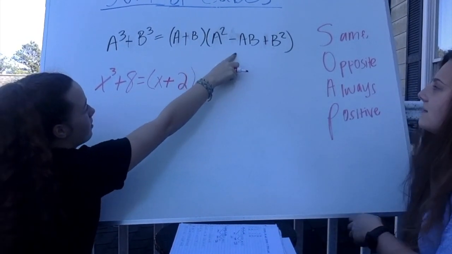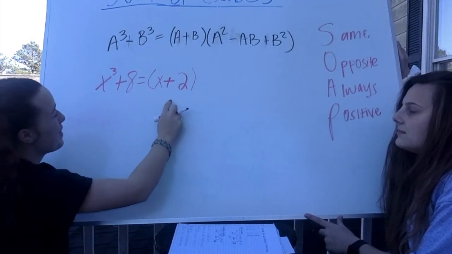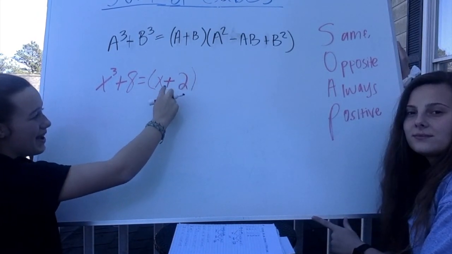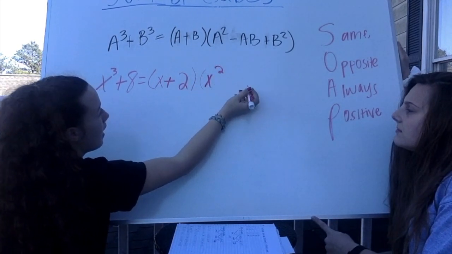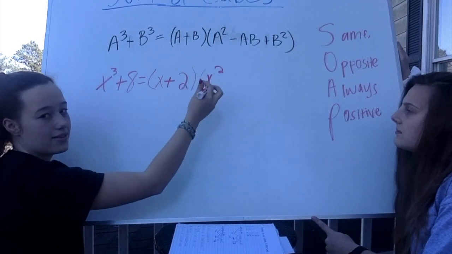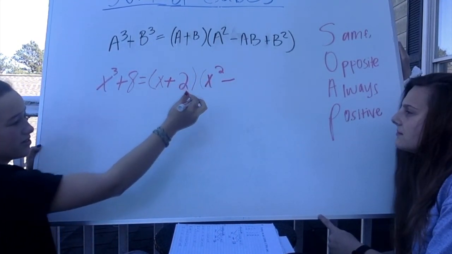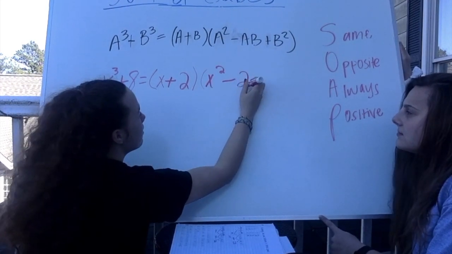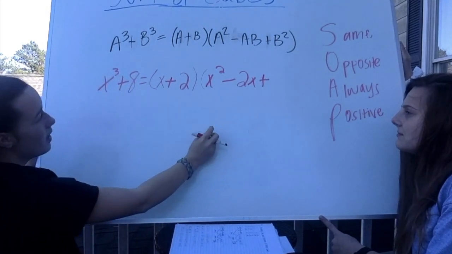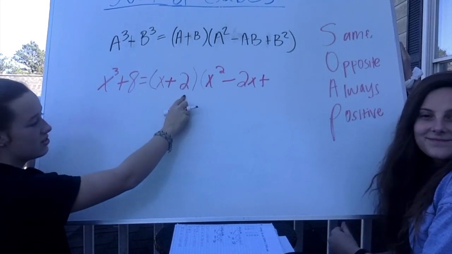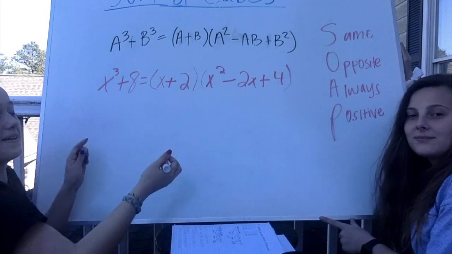Now you're going to follow this format for the rest of the equation. The first thing you're going to do is square a, which is x, so that's going to be x squared. And then the sign is going to be the opposite, so it's going to be a subtraction sign. And then you multiply these together, which gets you 2x. The sign over here is always positive, so that's addition. And the last thing you do is square the b, which is 2, so that's 4. And that is your answer.